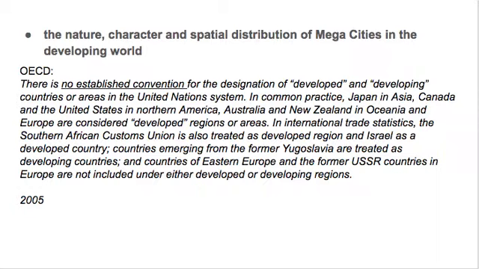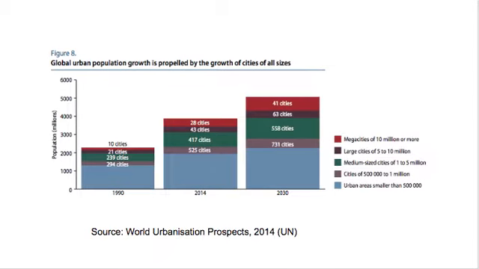And if we go back to those syllabus definitions and those examples, we've got many, many cities to study, and obviously lots of challenges within those cities, which obviously is our next dot point. So let's have a look at this. So we've got a compound column graph with 3 years here, so 1990, 2014 and 2030. So this is looking at global urban population growth as is propelled by the growth of cities of all sizes.